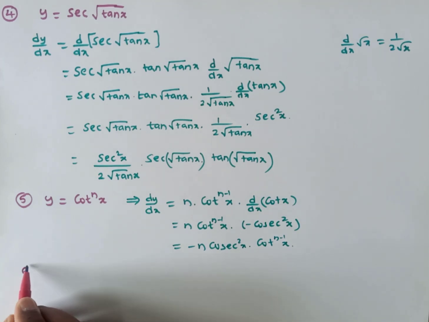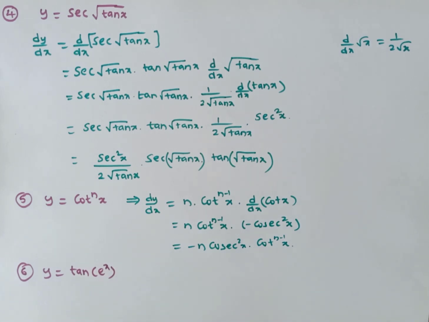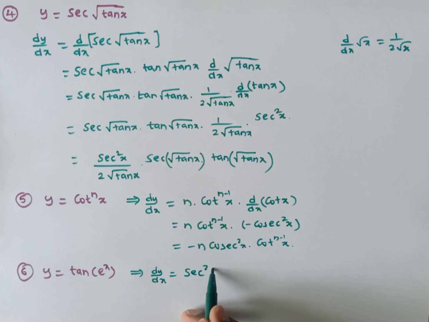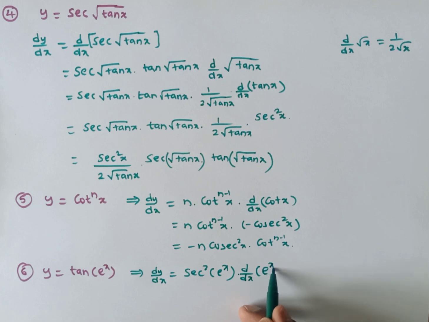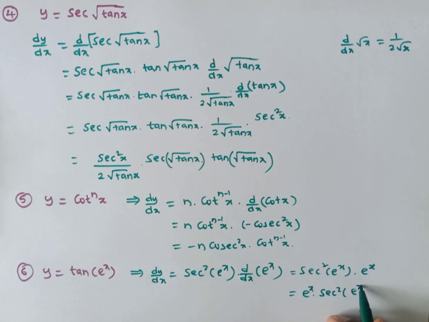And shall we do one more, like y equals tan of something. So it is like tan of e power x. These are simple things. Okay, so the derivative of tan of e power x is: dy by dx equals, first the derivative of tan, that is secant square of e power x, into d by dx of the inner function, e power x. That's it. So this is secant square of e power x into the derivative of e power x, which is e power x only. So finally it is e power x into secant square of e power x.